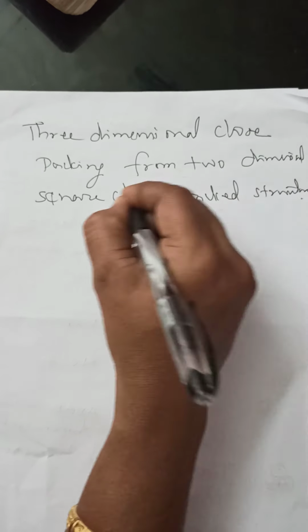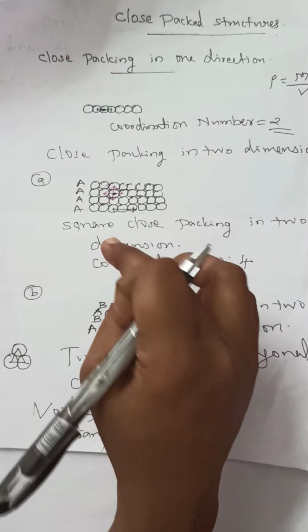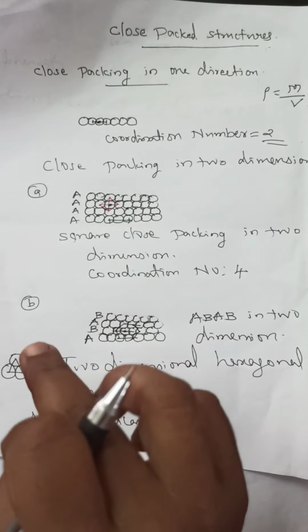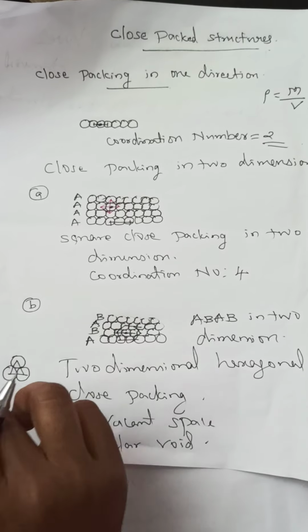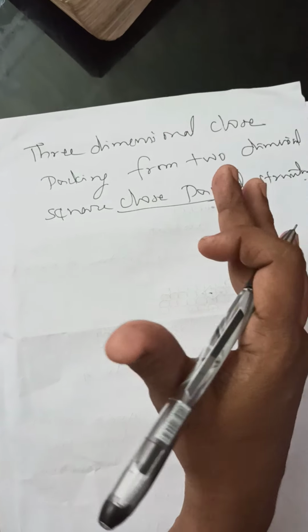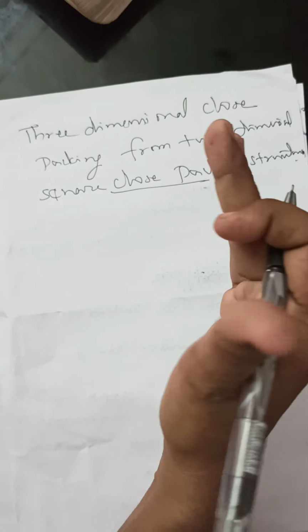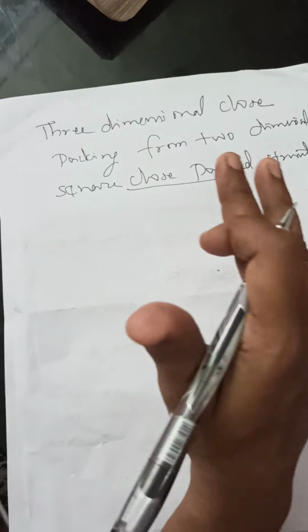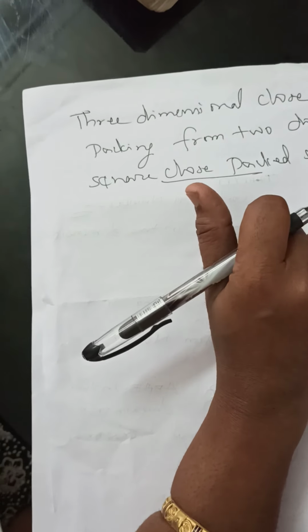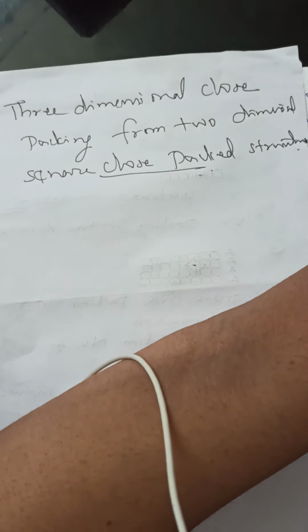Now two-dimensional is over. You have studied that: two-dimensional square close packing and two-dimensional hexagonal close packing. About the triangular voids also you have seen. Now we are seeing three-dimensional close packing. That means after the first layer is over, the second layer is coming over that. Second layer is coming.